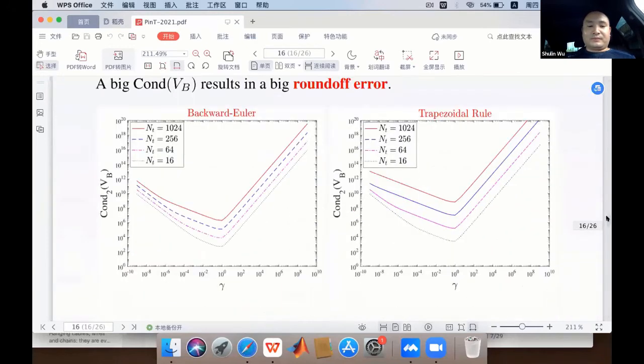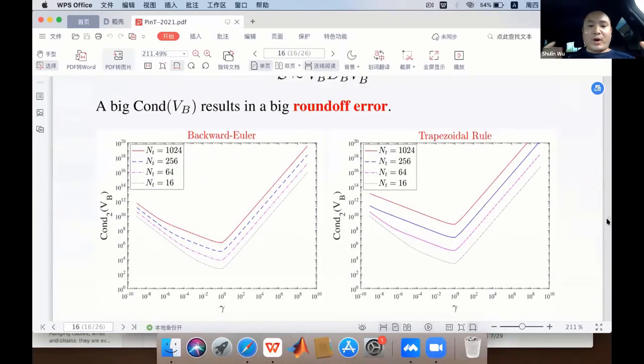So in those two figures, I plot the condition number of the eigenvector matrix for two numerical methods, backward Euler and the trapezoid rule. We can see that if we fix the regularization parameter gamma and increase the number of time steps, the condition number also increases very fast. So this explains why we cannot directly diagonalize the time discretization matrix B to get the PinT computation for the OCPs.